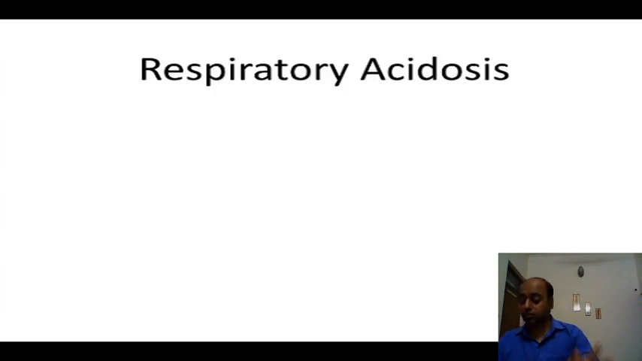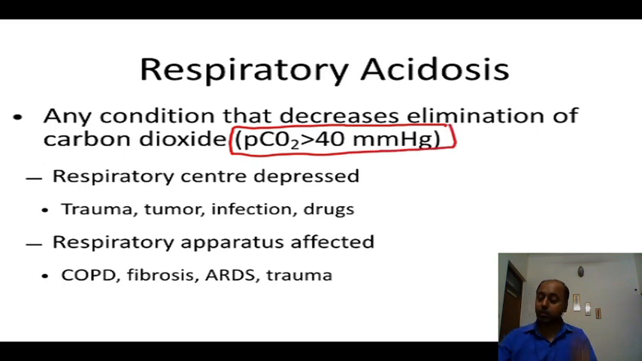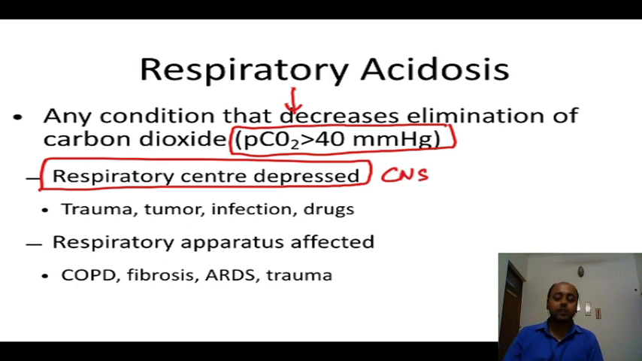Respiratory acidosis, what we'll see in respiratory acidosis: any condition that decreases elimination of carbon dioxide. Remember, when PCO2 is more than 40 millimeters of mercury, then we are talking about the respiratory mechanism being the cause. Two ways this can happen. The respiratory center in the CNS is depressed. This can be because of trauma, tumor, infection, or drugs acting on the CNS.